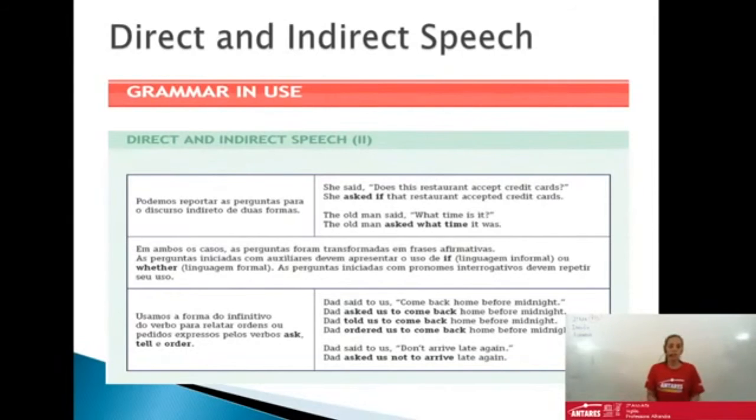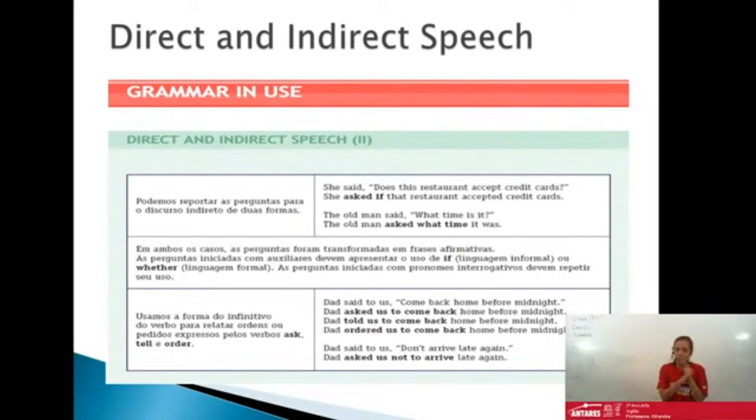So, when you are turning a question into reported speech, pay attention that your verb is going to be asked, and pay attention that you have to lose the interrogative form. You're going to use affirmative form. Okay? Perfect. And the other thing that the book is also going to show us is how to report orders, how to report commands, how to report the imperative form.